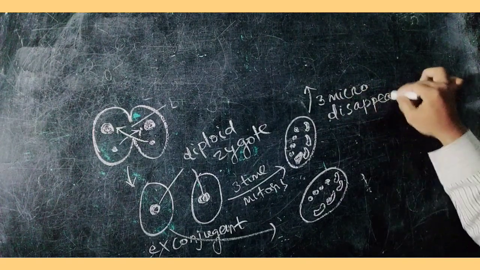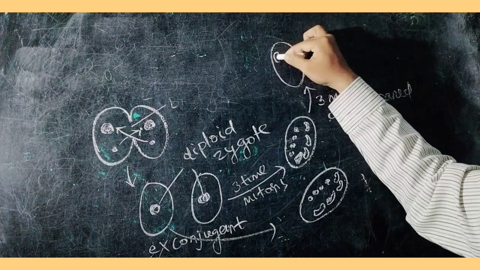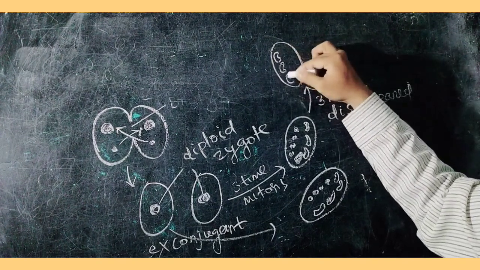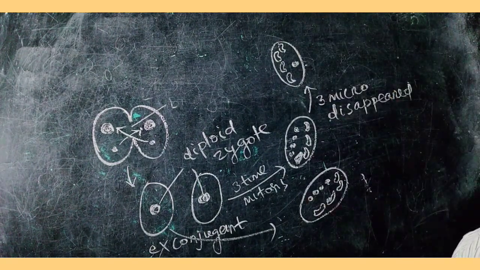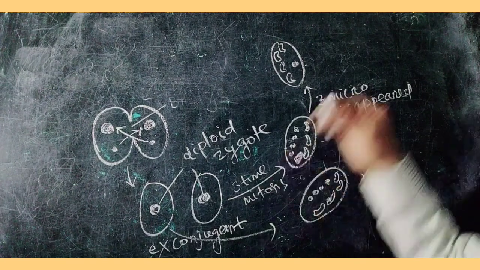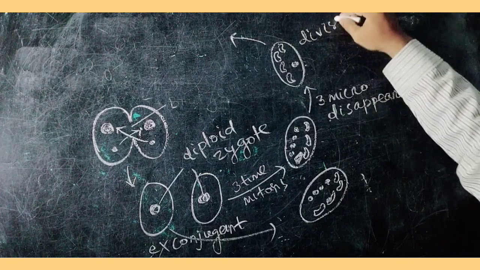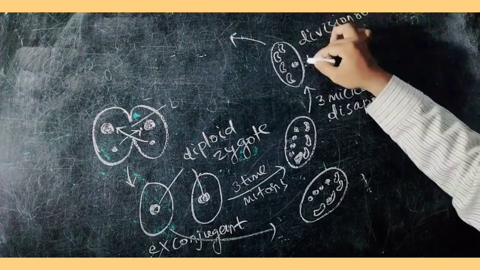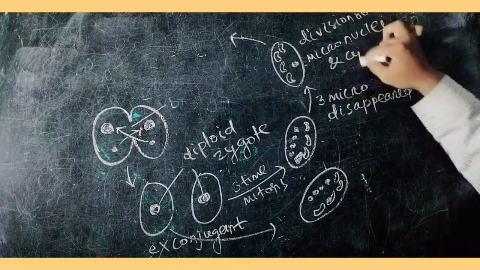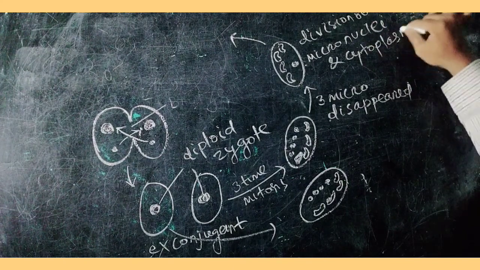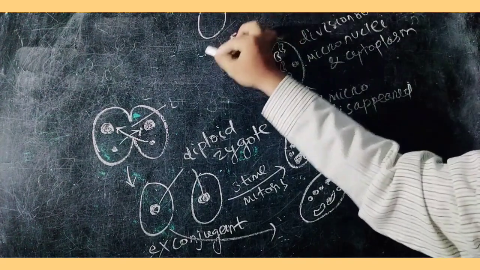Okay, so what happened in this Paramecium? Four macronuclei and one micronucleus remain. What happened after that? It is followed by division of the micronucleus and cytoplasm.